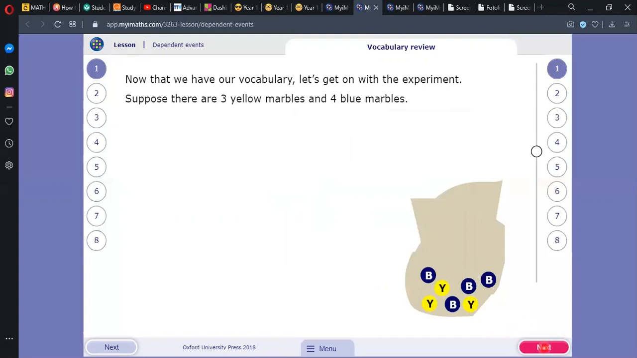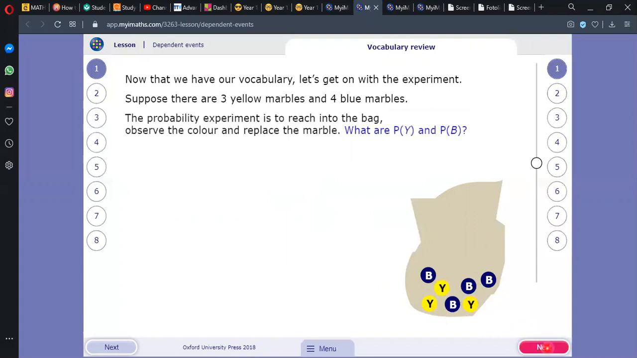Suppose there are 3 yellow marbles and 4 blue marbles. This is a new bag now. The probability experiment is to reach into the bag, observe the color, and replace the marble. Then you are going to find the probability of Y and the probability of B. Remember, probability is a ratio of successful outcomes to total outcomes. I also told you that the successful outcomes, in some cases, we can also call required outcomes.